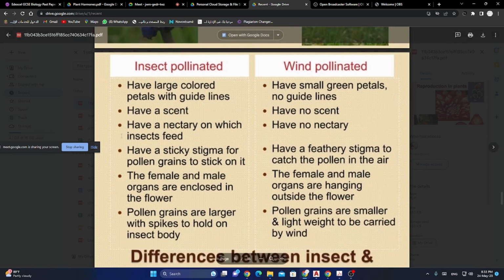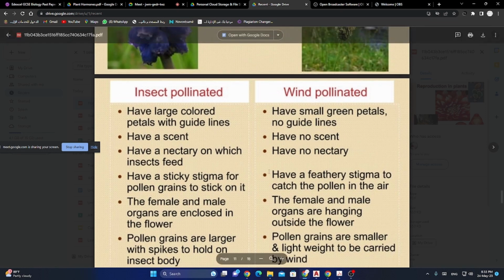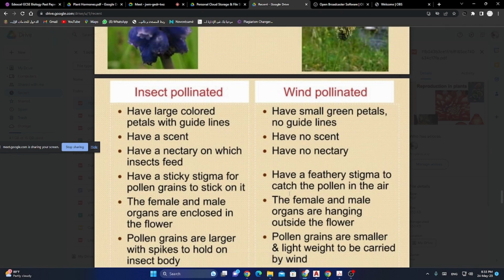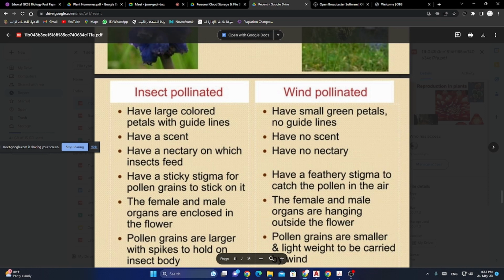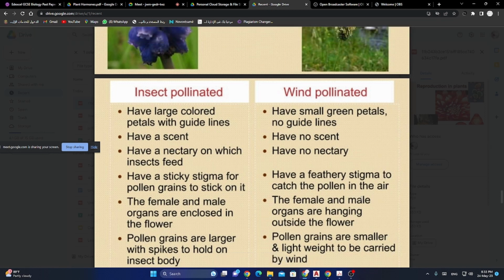Okay, as I was saying, they have a nectary on which insects feed. Basically, what produces that nectar. They have a sticky stigma for pollen grains to stick on. Basically, when insects feed on that nectar, some of the pollen gets stuck on their coat, right? Then, when they travel to another flower, that pollen can stick on that sticky stigma of a flower in order for the pollen to reach the second flower, right? In order for cross pollination to happen.